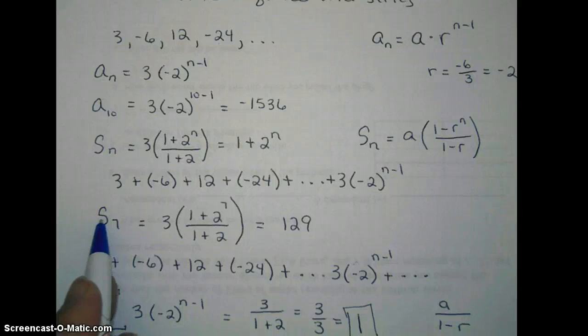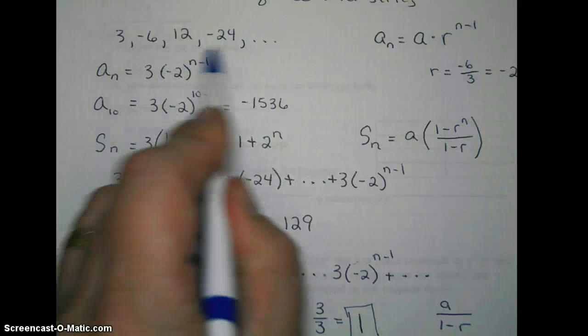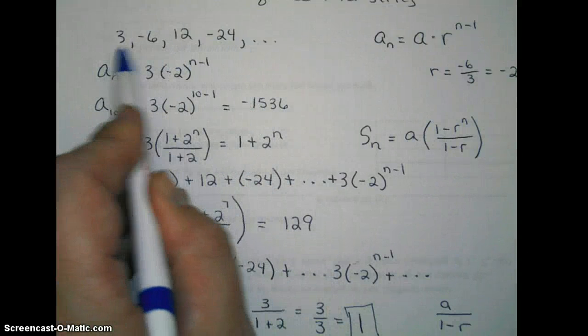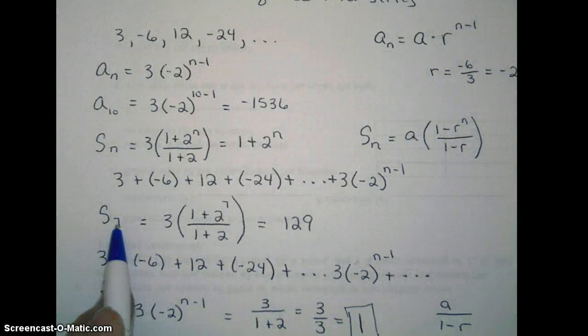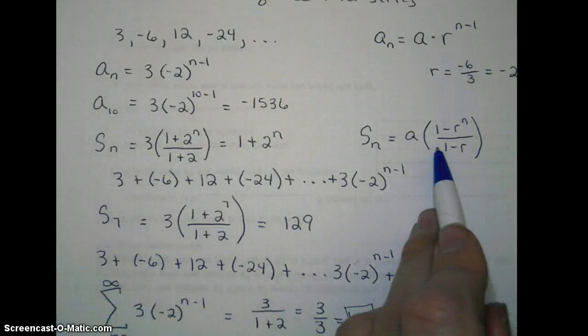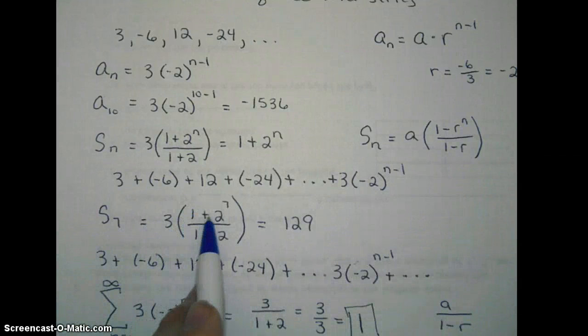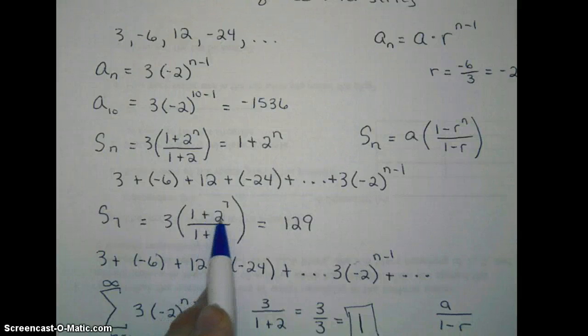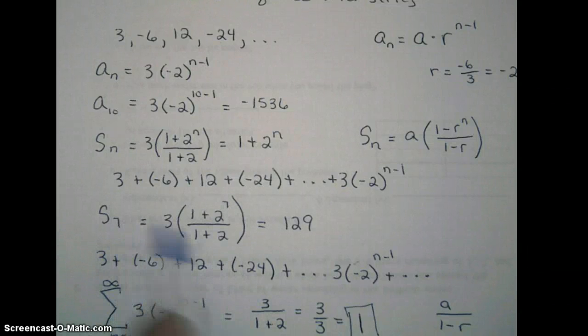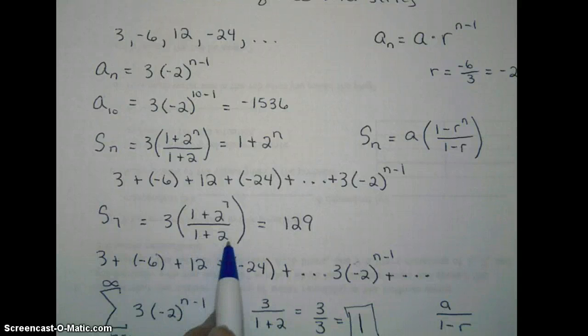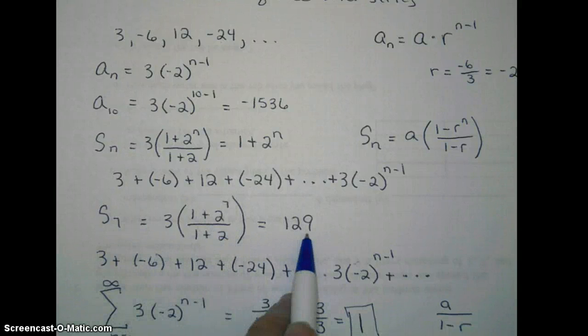So let's say that we want to do a partial sum. A partial sum is just taking a part of this infinite sequence. So instead of doing an infinite sum, we just want to do a partial sum, the first 7 terms, adding them together. So using the formula, first term times 1 minus -2 raised to the 7th power, because that's how many terms we're summing, over 1 minus -2. And putting that in your calculator, 129.